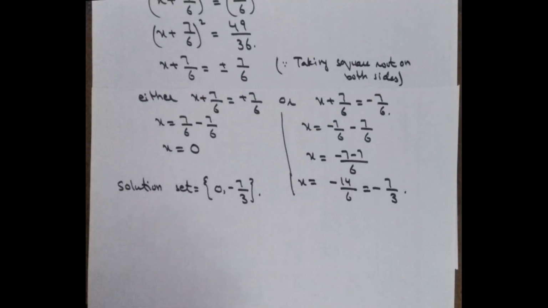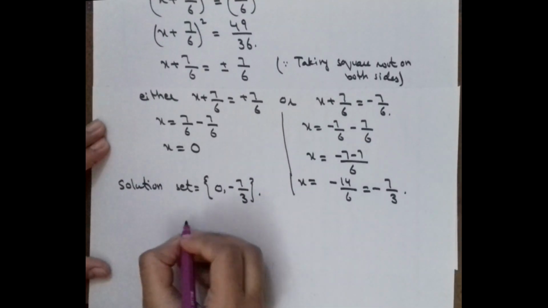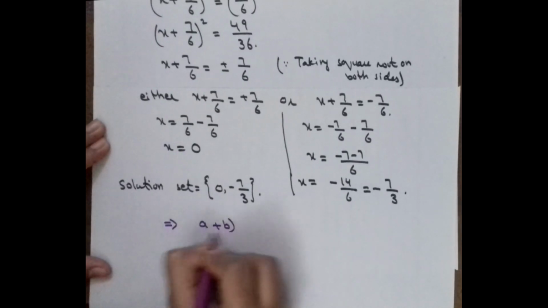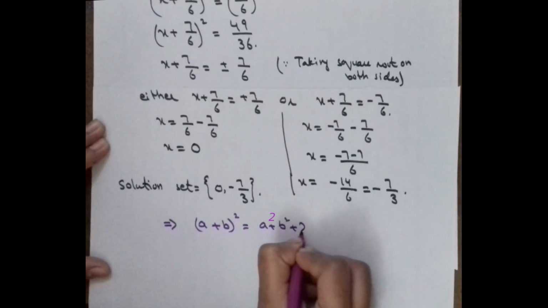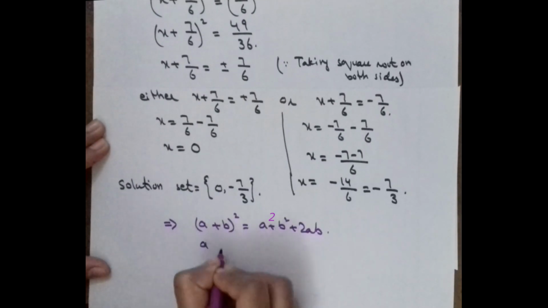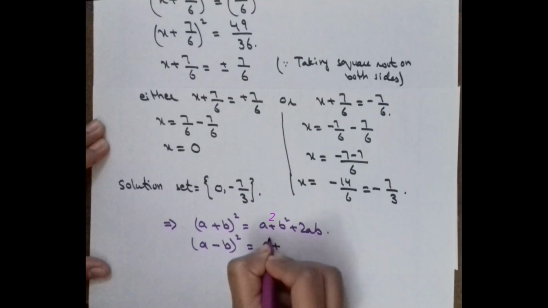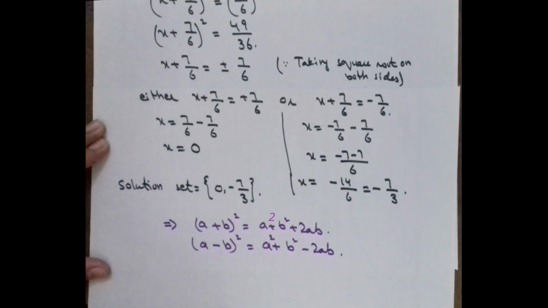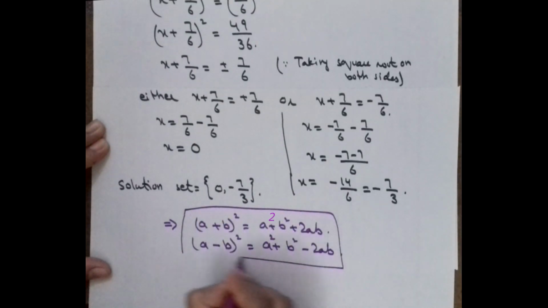In the completing square method, we use two formulas to make a complete square. If we have a positive term, then we use a plus b whole square, which is equal to a square plus b square plus 2ab. If we have a term which is negative, then we can use this formula, a minus b whole square, which is a square plus b square minus 2ab. So in this method, we basically use these two basic formulas.